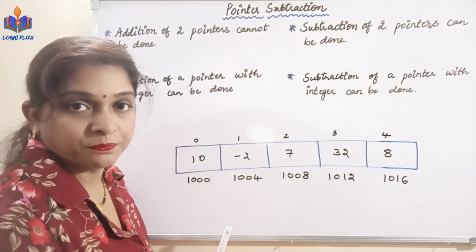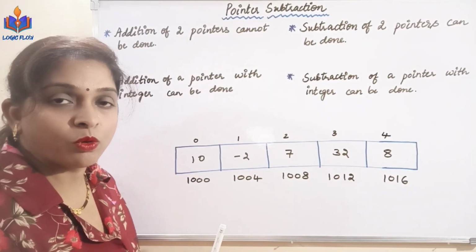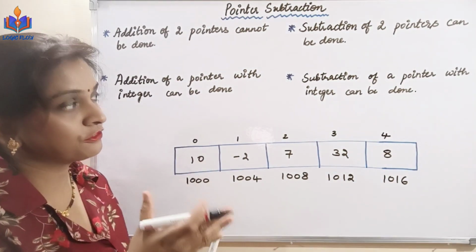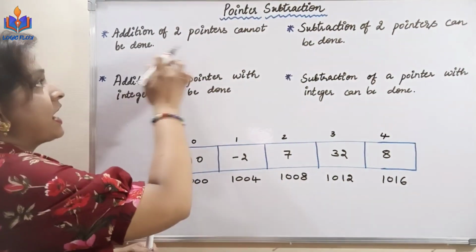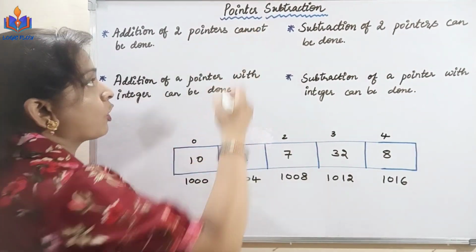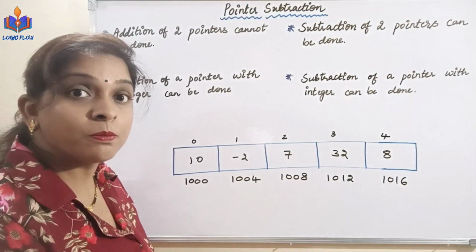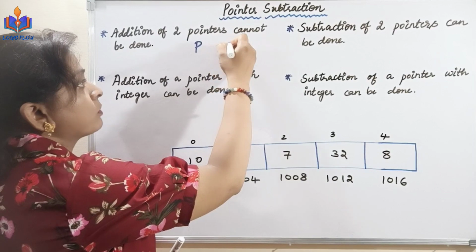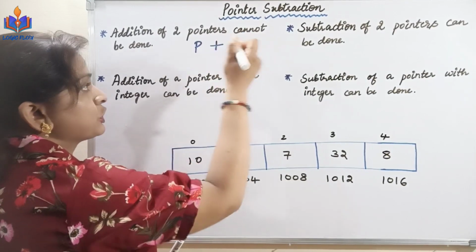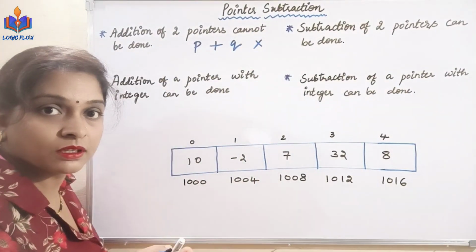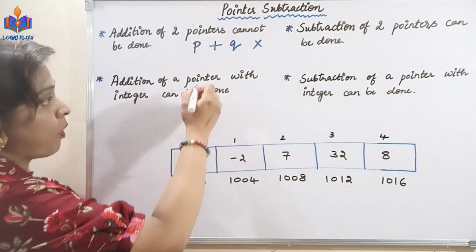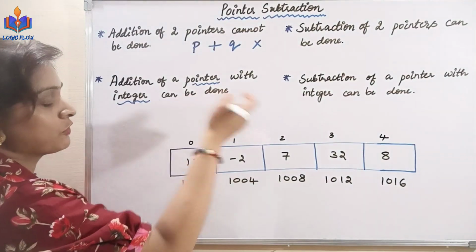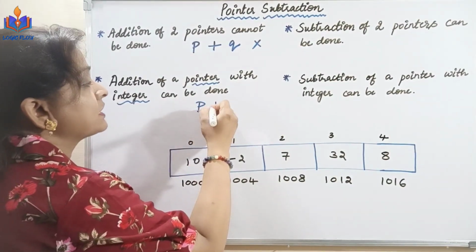Pointer subtraction. In the previous video, we saw how we can perform pointer addition. Let us have a glance at it. Addition of two pointers cannot be done. Say, for example, I have two pointers, P and Q. P plus Q cannot be done. But addition of a pointer with an integer can be done. For example, you have a pointer P, you can say P plus 2.